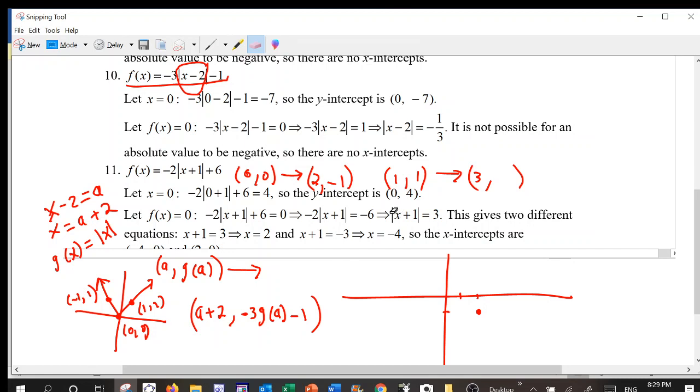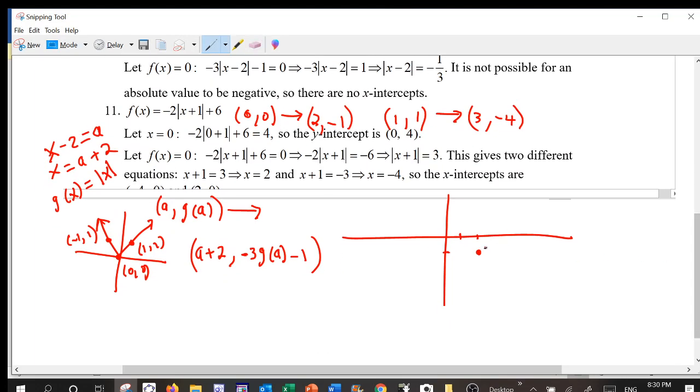So if I put 1 for a here, 1 plus 2 is 3. Now I have to put 1 for g of a, so this whole thing is just 1. So negative 3 times 1 is negative 3, minus 1 is negative 4. So this goes to 3 and negative 4. 1, 2, 3, 4. There.